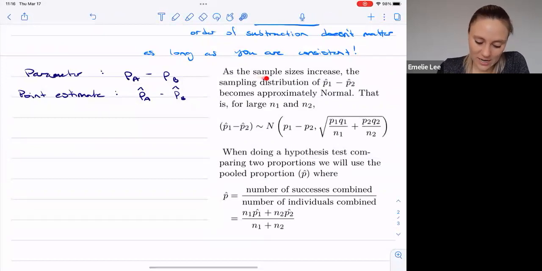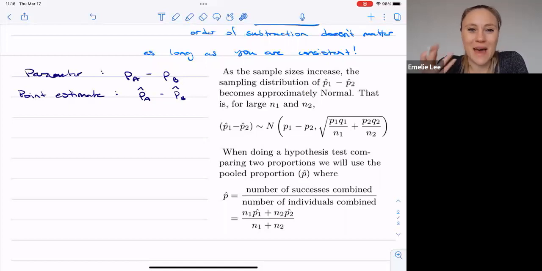So here, as the sample size increases, the sampling distribution of, in general, we just use a P1 hat minus P2 hat, right? Here we're talking about drug A and B, but you would want to match your subscripts to the sample information that you have. Maybe it's males, females, maybe it's cats and dogs. I don't know, doesn't matter, so you'd want to adjust your subscripts.